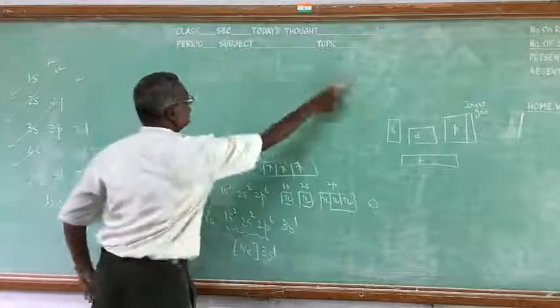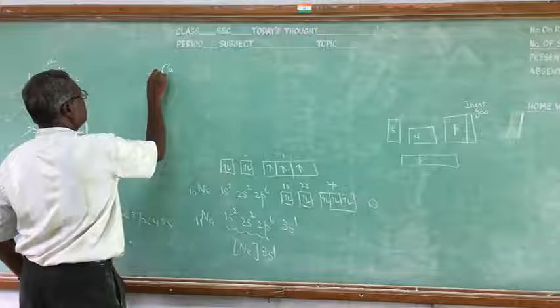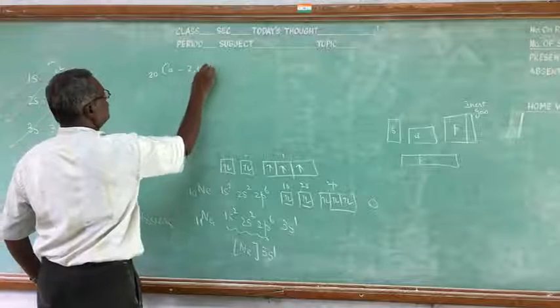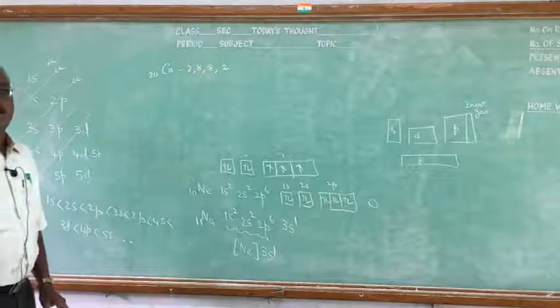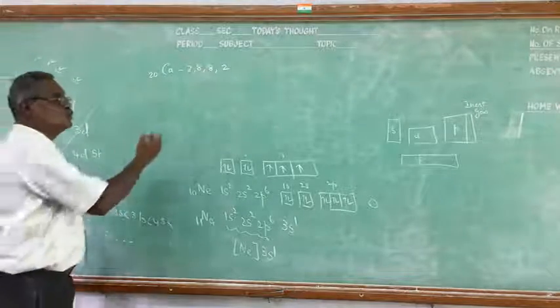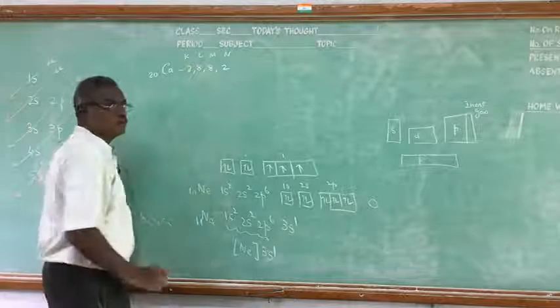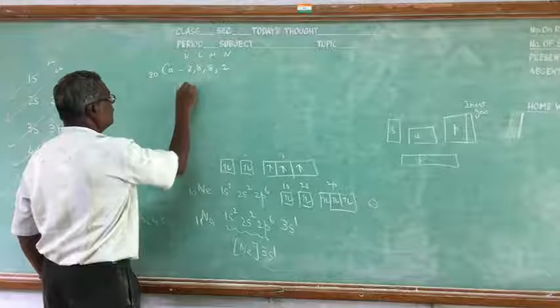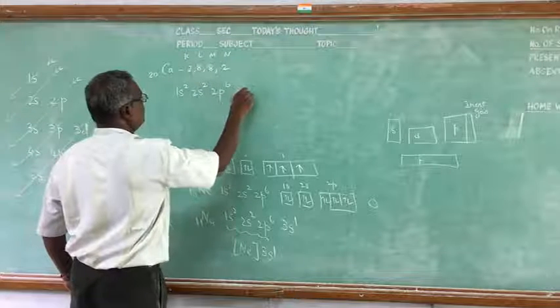Now we will write the electronic configuration for calcium 20. In lower classes we wrote 2, 8, 8, 2. We have studied how this 2882 means K shell 2, L shell 8, like that. Now you write the electronic configuration: 1s2, 2s2, 2p6, 3s2.